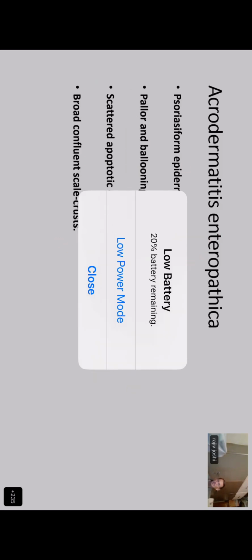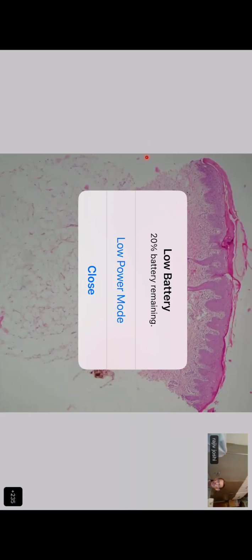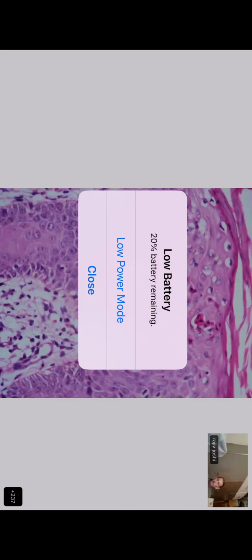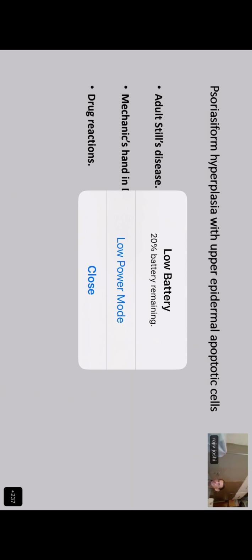Now, to take one such example, acrodermatitis enteropathica. So if you see there is psoriasiform hyperplasia, there is a little ballooning, and individually necrotic or apoptotic keratinocytes. So if you see the upper part of the epidermis, there is pallor, there is ballooning. You can see the pale ballooned keratinocytes and scattered dyskeratotic or apoptotic cells and broad scale crusts. So there is parakeratosis, there are neutrophils, and at times you can even get some plasma. So here you have the apoptotic cells, ballooned keratinocytes. So this is acrodermatitis enteropathica with psoriasiform hyperplasia. So the primary pattern is psoriasiform.